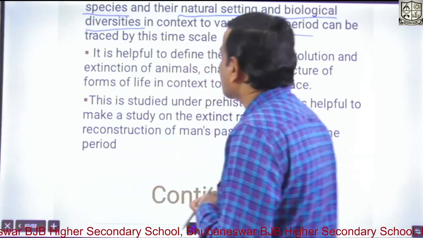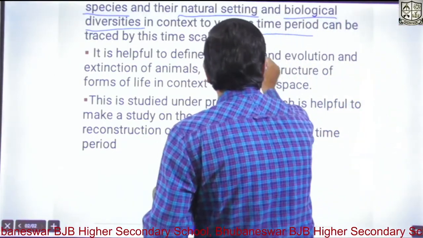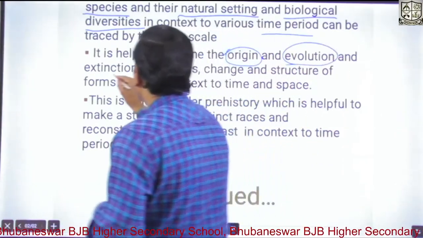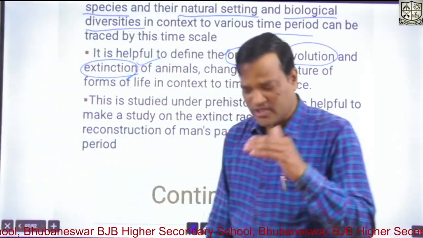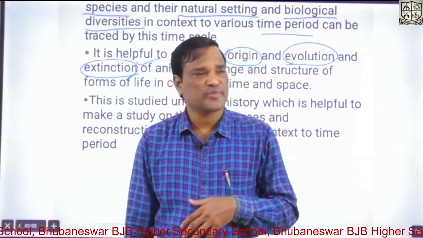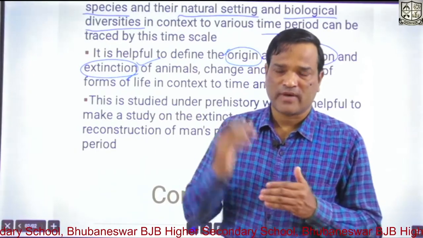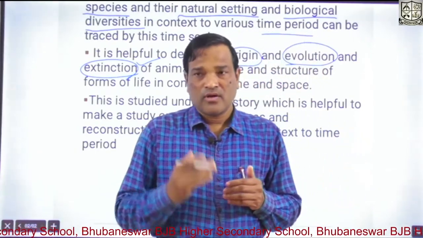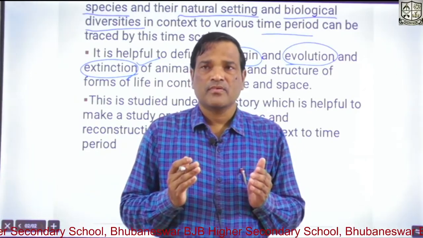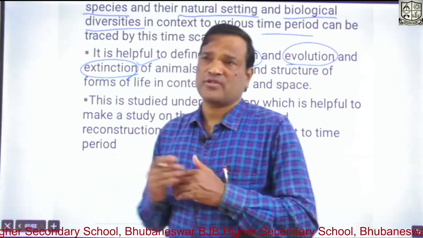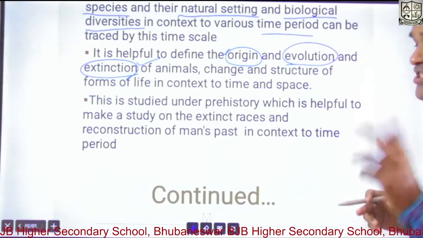Okay, so it is helpful to define the origin and evolution and extinction, which is very important, extinction of animals. Suppose, for example, the dinosaur species existed, and then its extinction happened and it disappeared. So what are the reasons behind it, how the climatic fluctuation has affected animal life, particularly in case of rhinoceros.